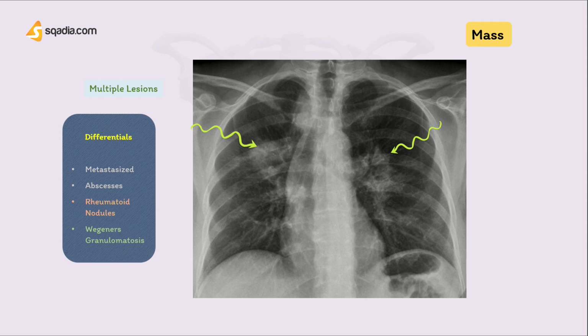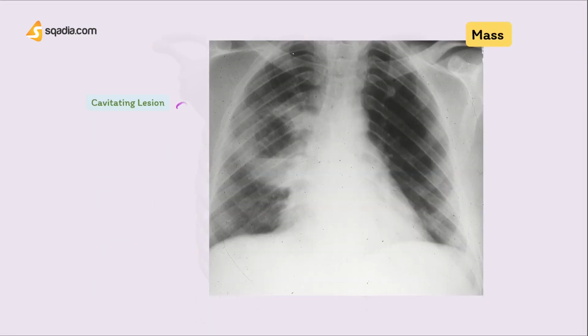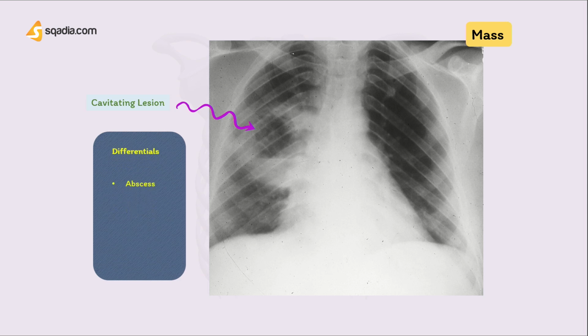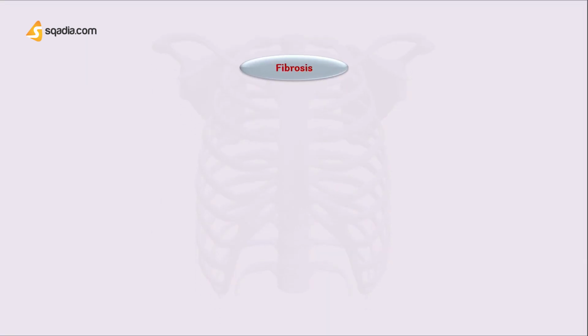When it comes to cavitating lung lesions, solitary mass lesions may sometimes cavitate, causing a cavitating lung lesion, which is a hole in the lung with a wall, lumen, and contents. The causes of cavitation include abscess, neoplasm, cavitation around a pneumonia, fibrosis, and rarely rheumatoid nodules. Moving now to fibrosis. Fibrosis is thickening and scarring of the interstitium or connective tissue of the lung.